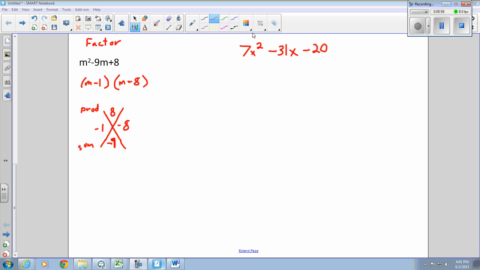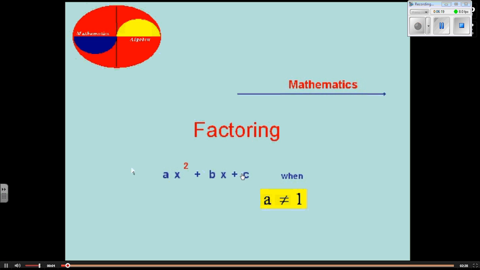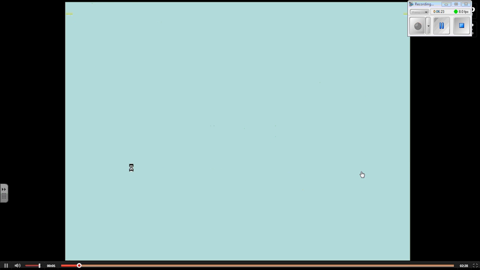When you have to factor and your a term is not equal to 1, this box and diamond method is slightly different, and I'm going to show you a video on that. So again, factoring when your a term is not equal to 1.